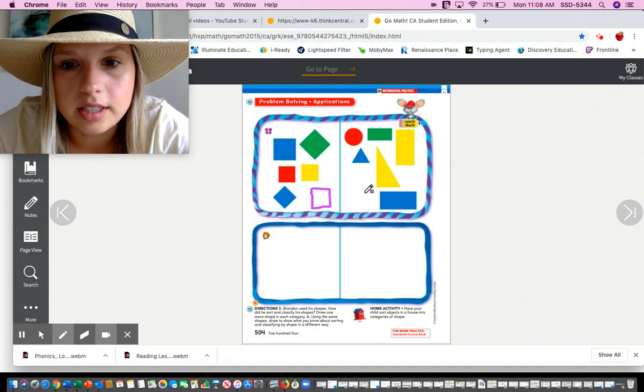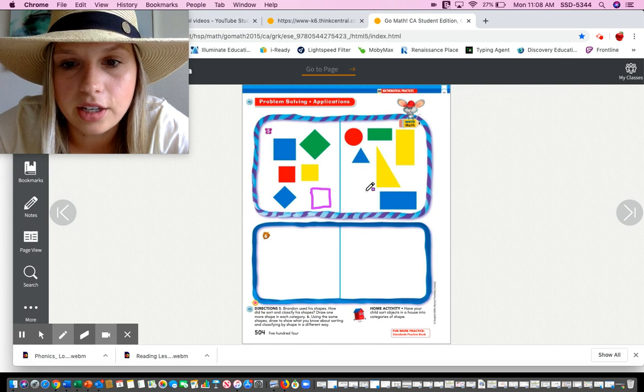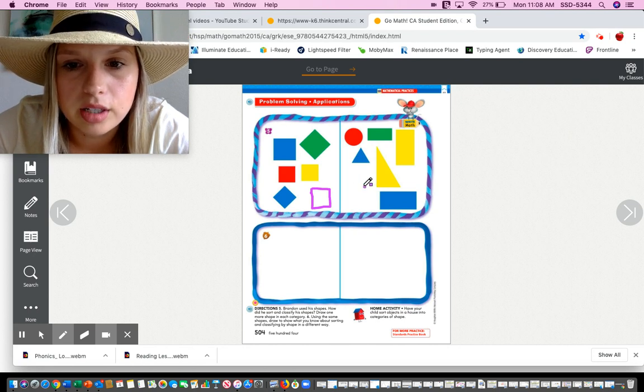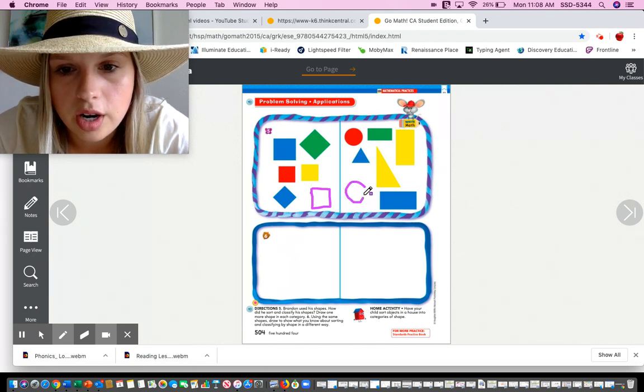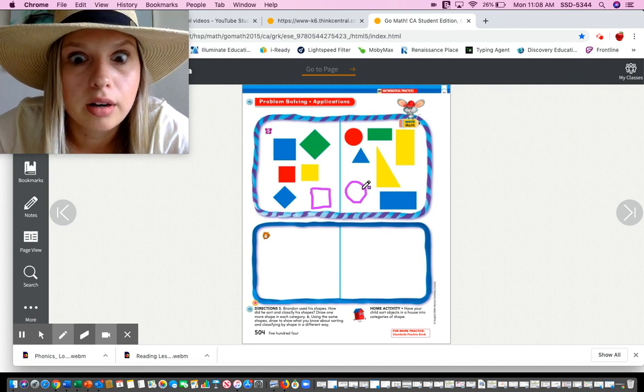And on this side, we need to add a shape that is not a square. So you can pick any shape that's not a square. I'm going to do a circle, but you can do a triangle, a rectangle. You could do a hexagon.